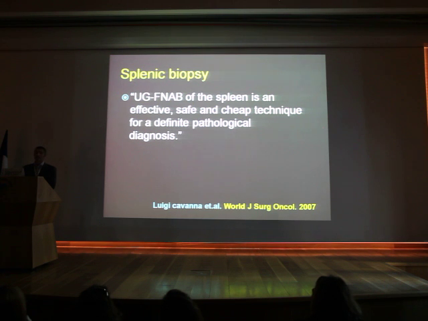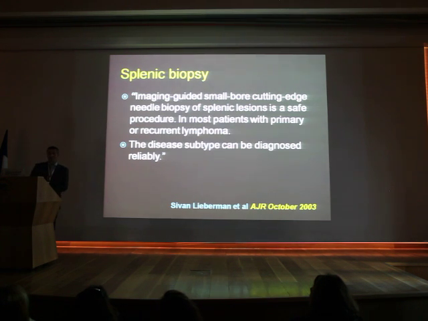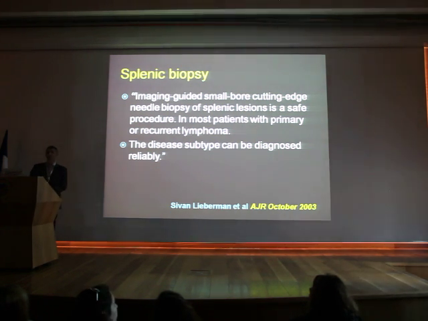Another article, done in children, suggests that ultrasound-guided FNA and FNB of the spleen is effective, safe, a cheap technique, and helpful to get a differential diagnosis. And the last article that I wanted to bring is the one from Hadassah Medical Center in Israel, and they demonstrated that imaging-guided small bore cutting-edge needle biopsy could be diagnostic in lymphoma, and not only diagnostic, it was also enough to get to the subtype instead of doing a full splenectomy.